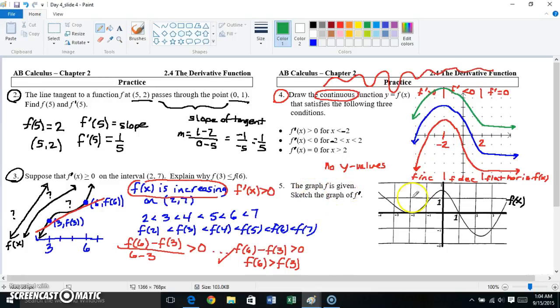All right, the graph of f is given. This is my function, f of x. Sketch f prime. All right, remember my strategy? Find the zeros first. Then decide if the slopes are positive or negative. Slopes are negative. Slopes are positive. Slopes are negative. Slopes are positive. So the function for the derivative must be negative, and then positive.